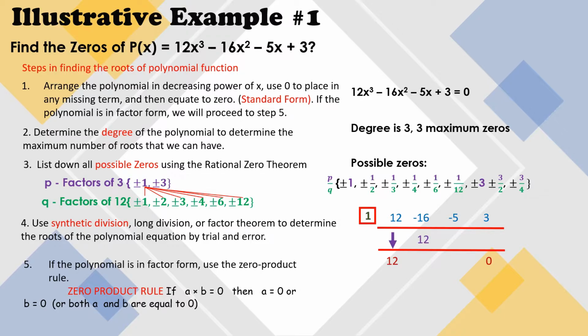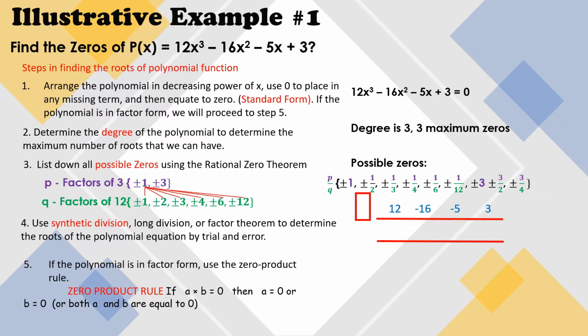So bring down 12, multiply, that's 12, add, that's negative 4. Multiply, that's negative 4, add, it's negative 9, multiply, it's negative 9, add, you will have negative 6. Since this is not 0, it is an error. So we perform another synthetic division, and we pick a different number from our possible zeros, and we apply the synthetic division and hope that our last digit on the third row will become 0. This time, let's try negative 1/2.